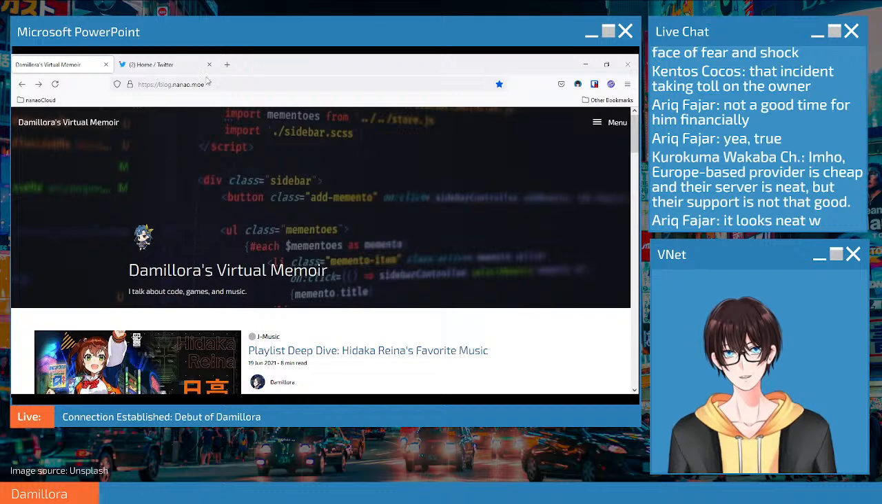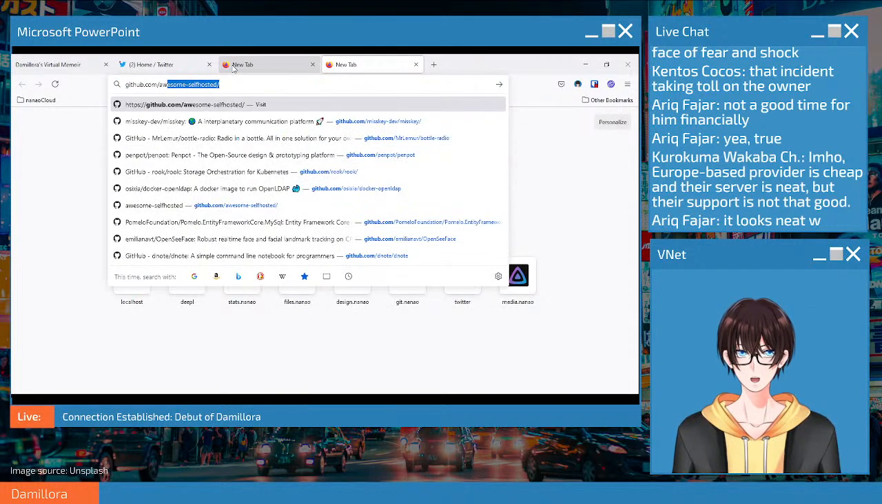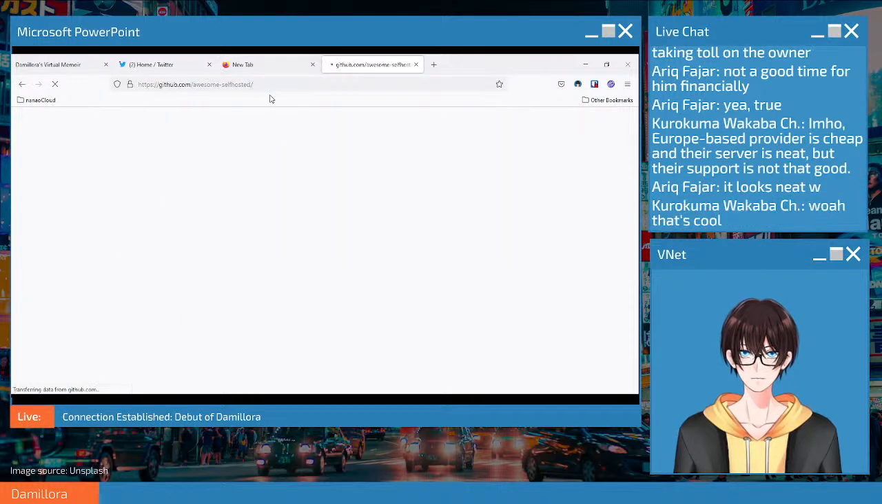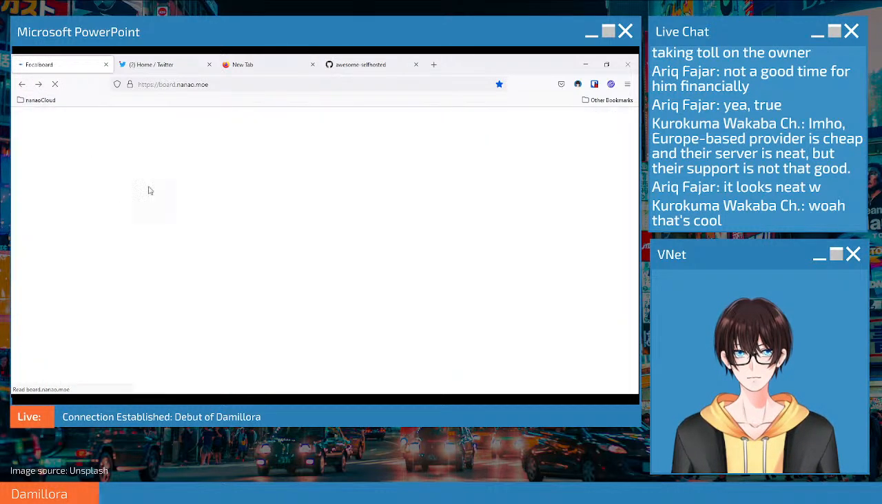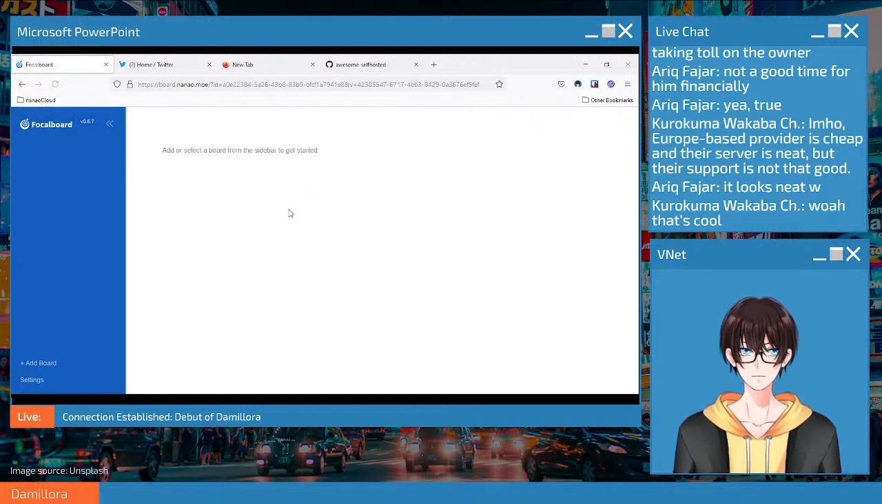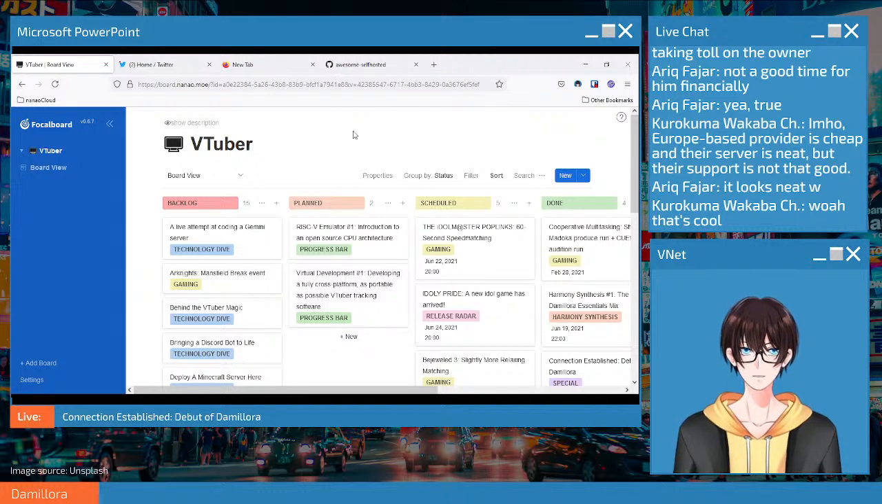A very helpful resource here is the awesome self-hosted project. Wow, that's cool. The board here is what I use to organize my things, my schedules, and my ideas, and it is really helpful in planning.